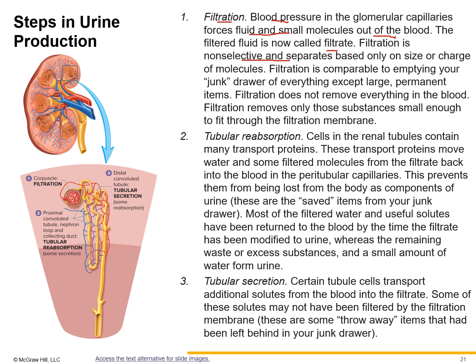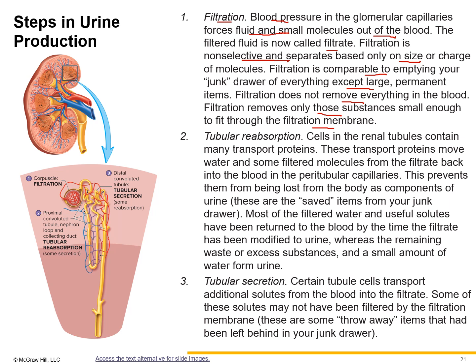It just separates based on size or charge of the molecule. So the smaller things are, the faster they come out. If they're really big, they can't get out. Again, filtration is comparable to emptying the junk drawer with everything except for your big permanent items. So it does not remove everything in the blood. Bigger proteins, cells, things like that are going to remain. It removes only substances small enough to go through that filtration membrane, so the fenestrae or the filtration slits.